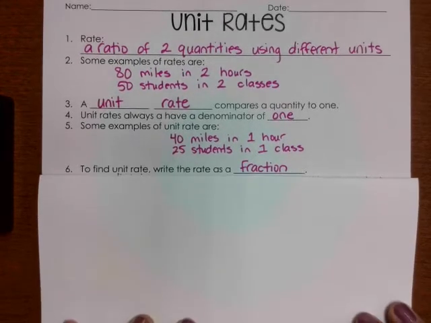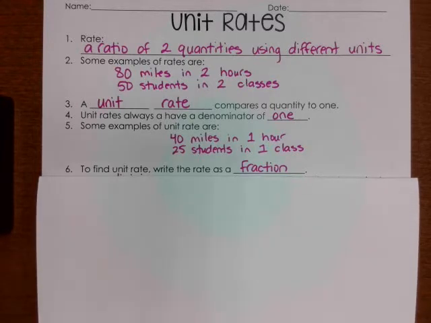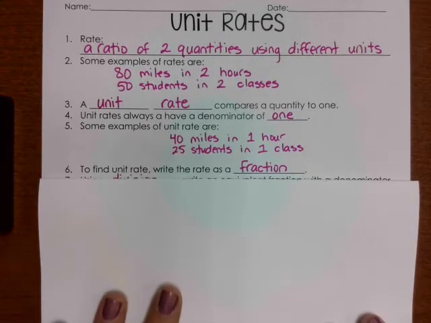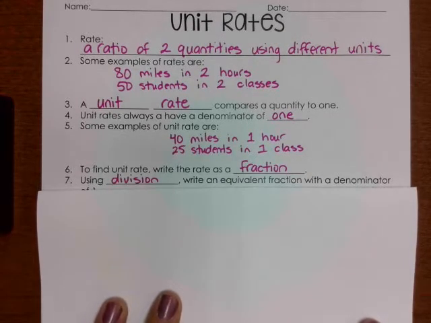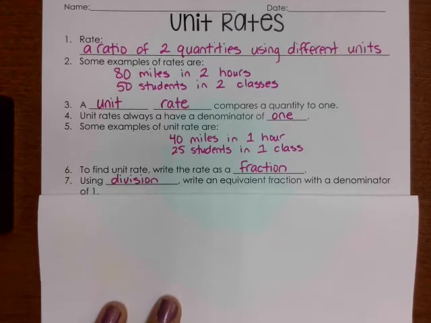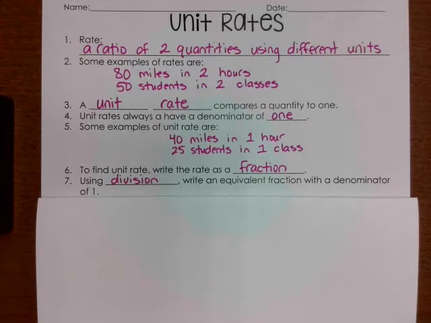All right, next one says to find a unit rate, we're going to write the rate as a fraction, just like we typically always do. That's our go-to, is to write any ratio or rate as a fraction. Then we're going to use division to write an equivalent fraction with a denominator of 1. Basically what we're doing is we're simplifying the fraction down to a denominator of 1. And we can do that simply by just dividing.